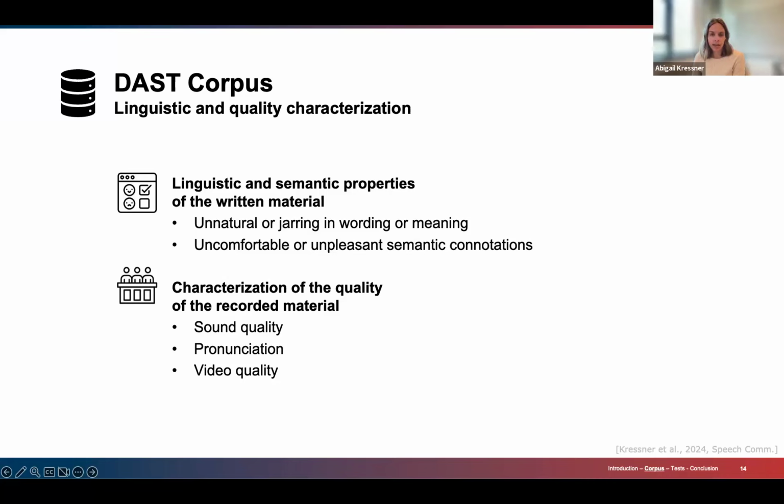After creation and recording, the material underwent extensive linguistic and quality characterization. On the linguistic side, we assessed properties such as unnatural wording or uncomfortable semantic content. And on the recording side, we evaluated sound quality, pronunciation, and for the audiovisual material, video quality. This step is crucial as large corpora are only useful if both the language and the recordings are consistently of high quality. So any semantic issues or naturalness issues here would directly affect test reliability and potentially validity.